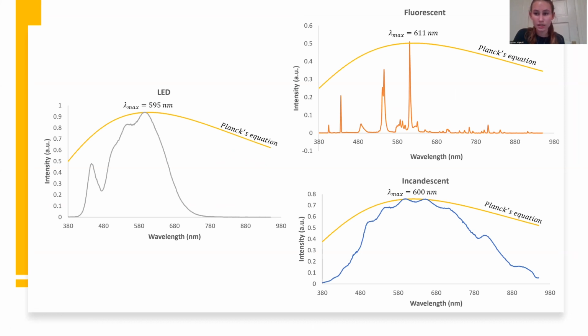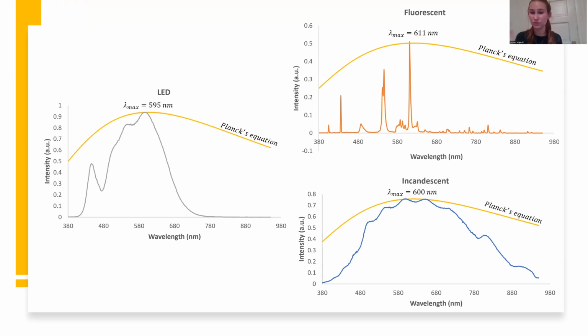This is the spectra for each of our sources. We can see that hypothesis 1 is supported because the incandescent does most closely follow Planck's equation. And that's because as the bulb is heated, the emission profile moves into the visible region.